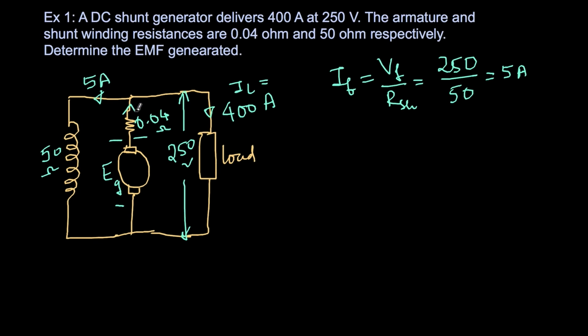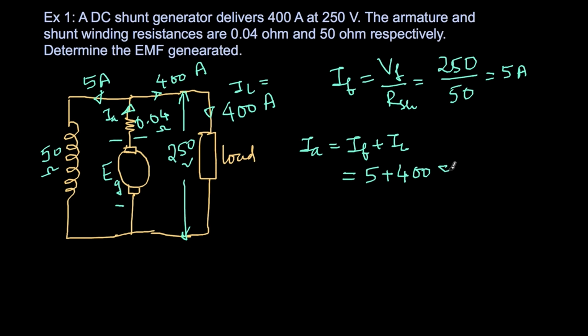Therefore, what is the current in the armature? Just by applying Kirchhoff's current law, the load current is going towards the right side, 400 amperes, and 5 amperes is going towards the left side. Both of them are supplied by the armature current IA. So IA is IF plus IL, which is nothing but 5 plus 400. So we get 405 amperes.